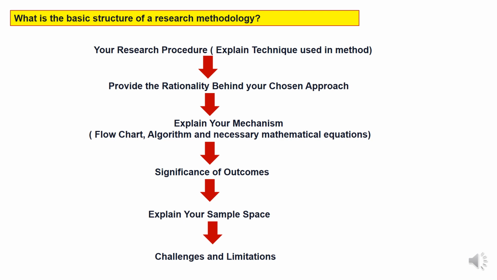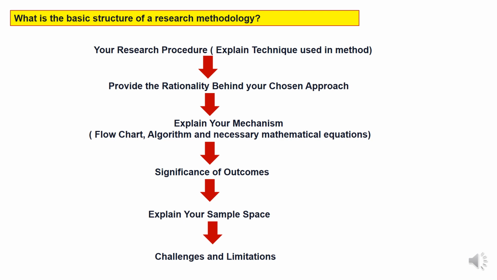You already introduced the research procedure. Now you have to explain it in some graphical or visual form, like a flow chart, algorithm, and necessary mathematical equations to make your research procedure more understandable. The mathematical equations are important. If any mathematical equations are important, you can produce them there. You can also draw a flow chart that will be easily understood by the reader. And you can also put the algorithm. And if anything is related to programming code, you can also put the pseudocode in this particular proposed method or research methodology.